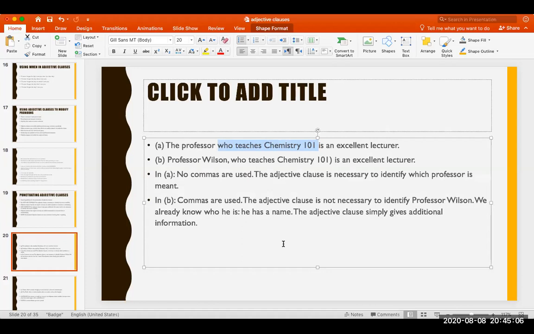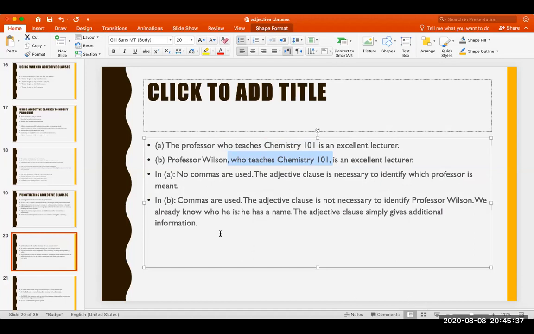Professor Wilson, who teaches chemistry 101. So here you use commas because this information can easily be deleted. If you are at the Islamic University of Gaza and somebody tells you, Dr. Akram, who teaches poetry, is an excellent lecturer, even if you don't say who teaches poetry, people will still recognize who you're talking about because they know him. Same with people with names here, okay?